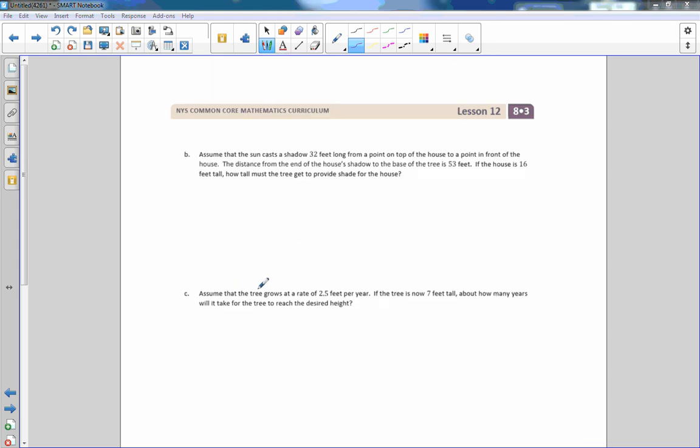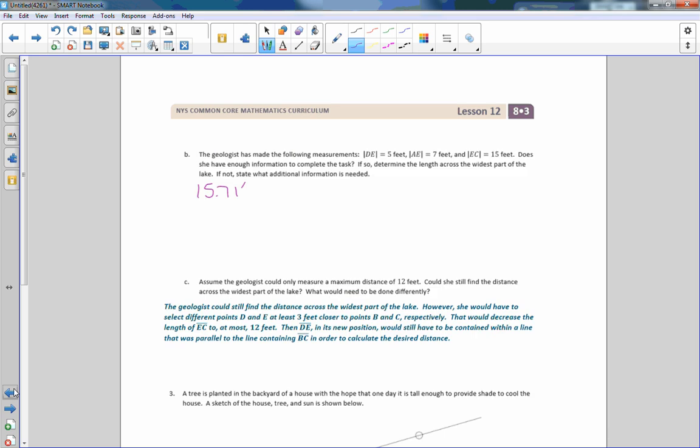Now it says, assume that the tree grows at a rate of 2.5 feet per year. If the tree is now 7 feet tall, how many years will it take the tree to reach the desired height? This is a good additional question. So 2.5 feet per year means 2.5 times the number of years. If it's 1 year, 2.5 feet, 2 years, 5 feet, and so forth. But the tree is now already 7 feet. So we have to set that equal to our answer, and our answer was it had to be how many feet?